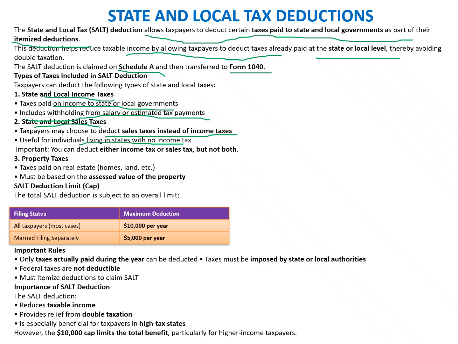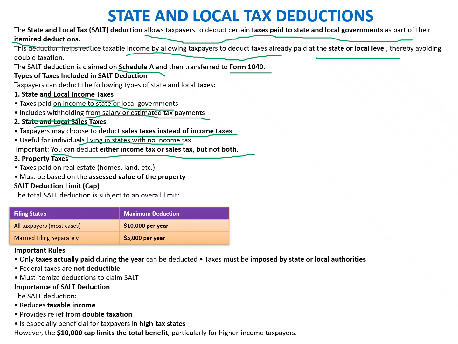The taxpayer may choose to deduct sales tax instead of income taxes. So again, the deduction is either of the two. They can choose the sales tax instead of the income taxes. Important is that you can deduct either the income tax or the sales tax, but not both. Because income tax is also charged by the state as well as local authorities, you can claim either the income tax or the sales tax, whichever is beneficial to the assessee, but the assessee cannot claim both.